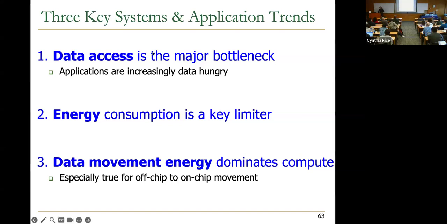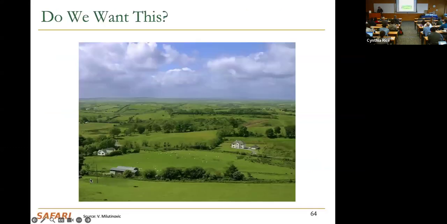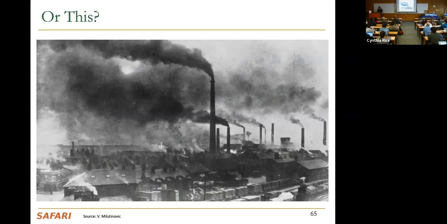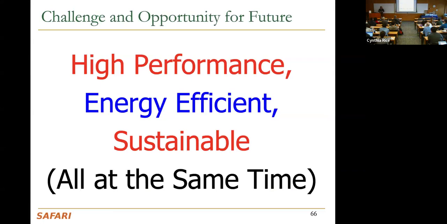Basically, I think today we're having a lot of data access issues. Energy consumption is a problem. If you want to build a huge GPU cluster, you're actually, in my opinion, wasting a lot of energy. And data movement energy actually dominates computation energy. In my opinion, we need to think about a bigger picture as opposed to accelerating the next machine learning model. Do we want a world that looks like this? Or do we want a world that we cannot breathe in? And I think computing power is actually going to affect this a lot going into the future. I think as humans, we're greedy. We want high performance, energy efficiency, sustainability all at the same time.